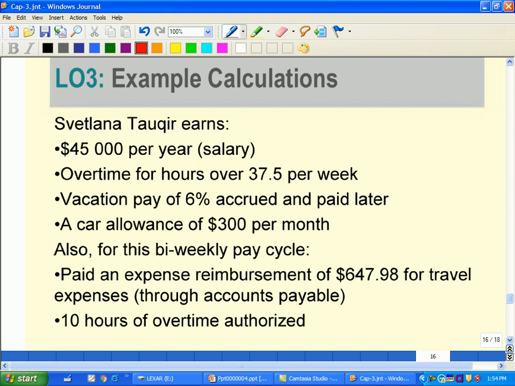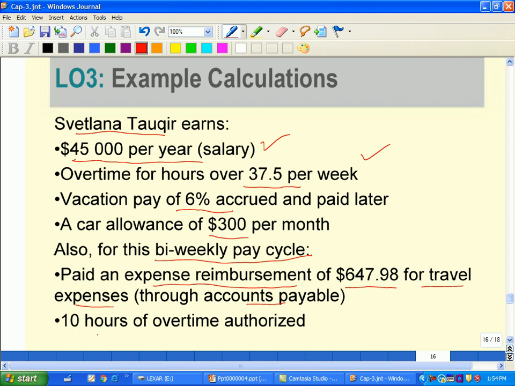In our second example, Savalitana Tokir earns a 45,000 per year annual salary. Overtime starts after 37.5 hours per week, if she works more than that. Vacation pay rate is 6%, and car allowance is $300, and that is biweekly, so 26 pay periods. Paid an expense reimbursement, which needs careful handling, of $647.98 for travel expense through accounts payable, and 10 hours of overtime was authorized. So, that is the information.